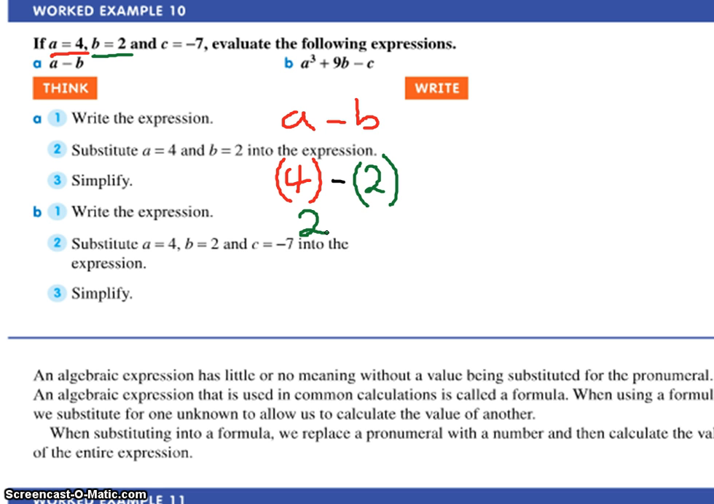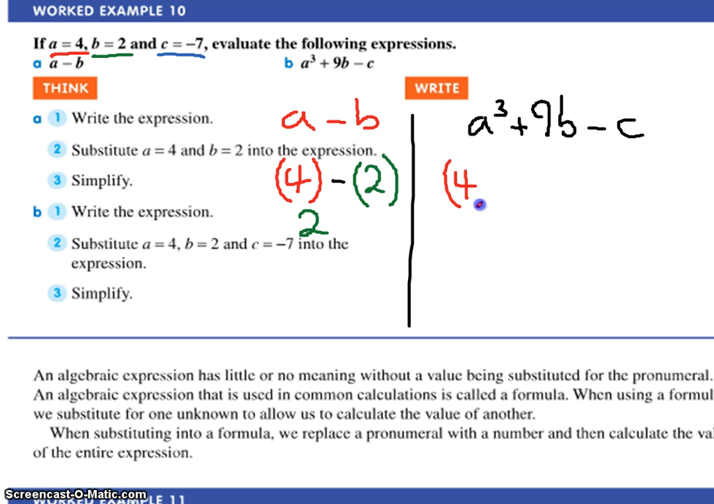Okay, now we're going to do B. Question B, we're going to write down the expression, which is A cubed plus 9B minus C. Okay, next thing we're going to do is we're going to substitute in. So A, we've already got up there, is 4, so we're going to put in 4, and I'm going to put it in brackets, 4 cubed.